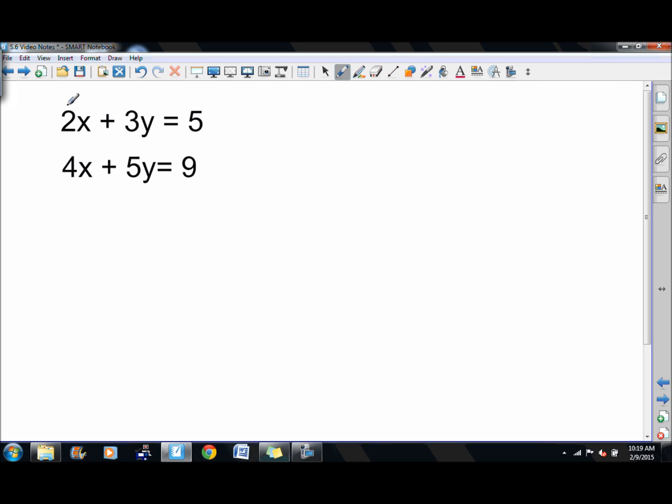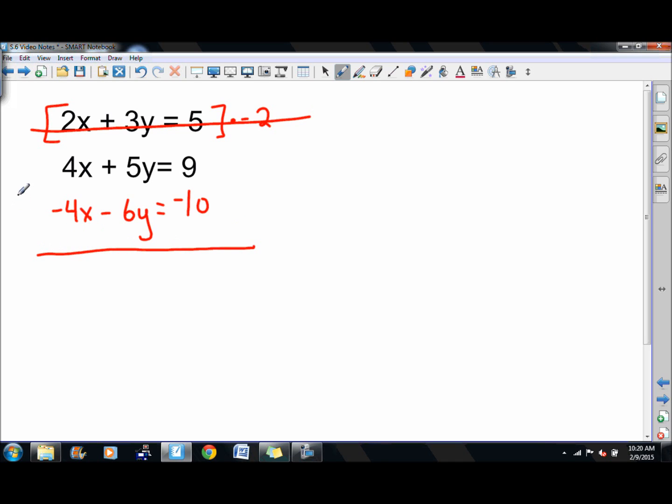What I'm going to do is take this top equation, and I want this to become -4x, because I know that 4x plus a -4x is 0. In order to do that, I'm going to multiply the top equation by -2. But like we showed in the last slide, if I do that, I have to multiply every term by -2. 3y times -2 is -6y. 5 times -2 is -10. And now something I like to do is cross out the equation that I've already changed. And now I'm working with these two.